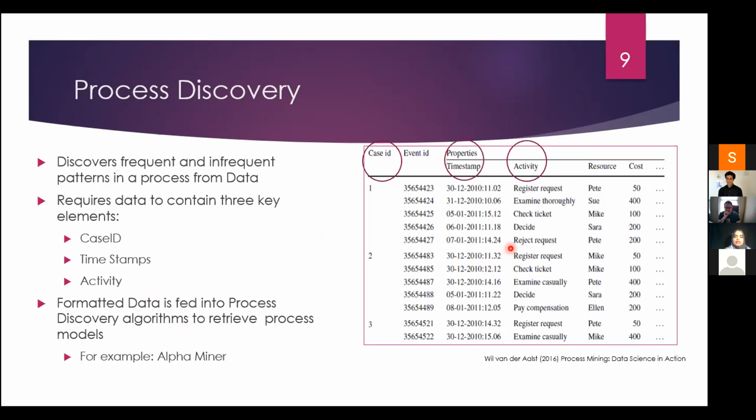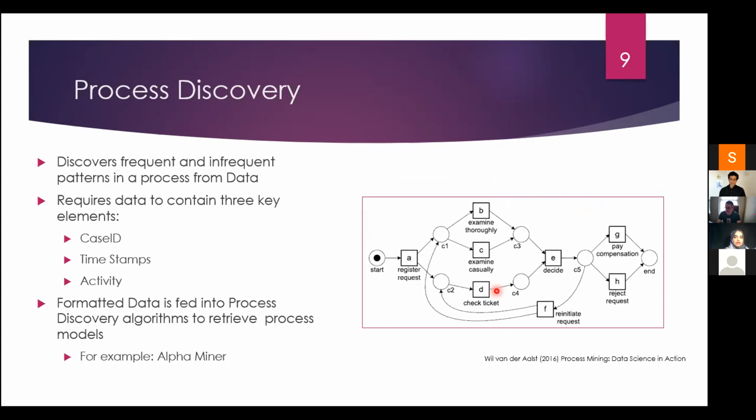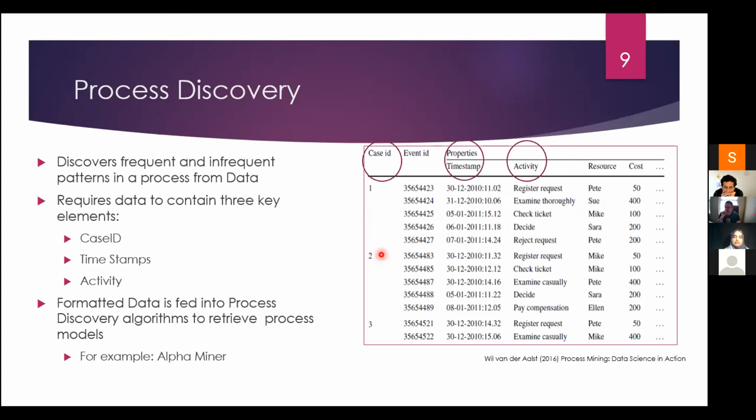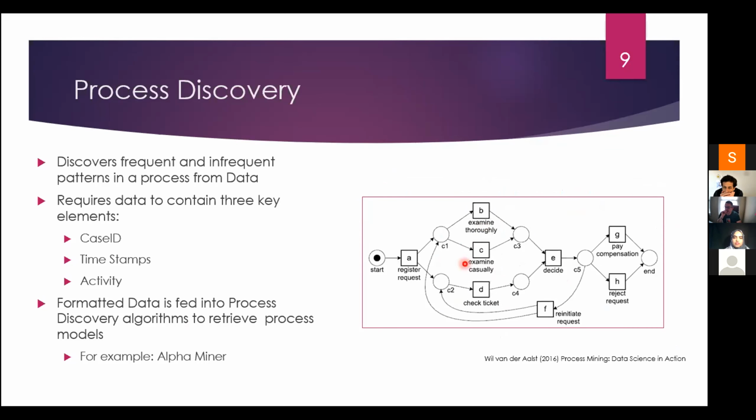which is basically like a claim process where you have the request being registered and examined. Then you check the ticket and decide what happens. In this case, it's either rejected, or in the other case, the compensation is paid. So it can take an event log like this, and it can return a model like this, which is called a Petri net. You can see that the data reflected here is also reflected by the model.